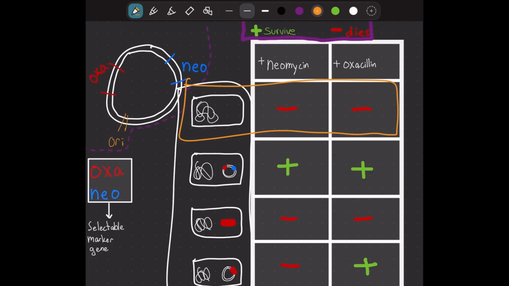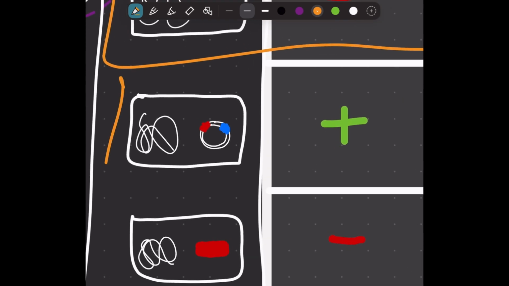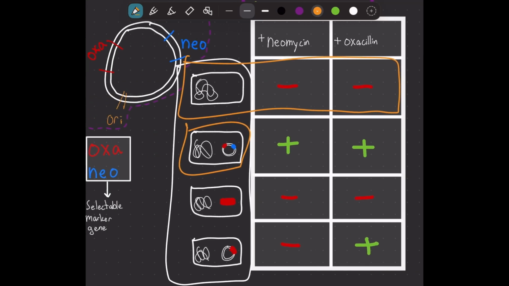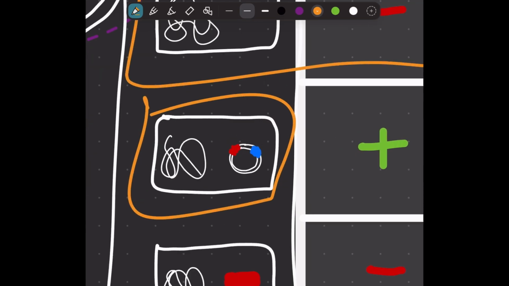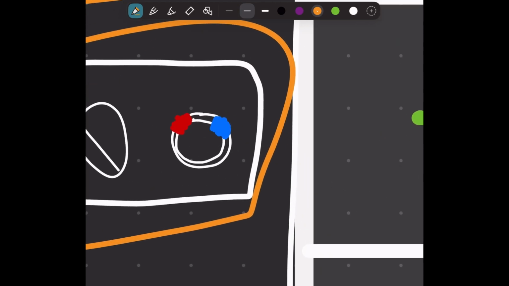This is because the neomycin and the oxacillin will perform their regular functions and cause the E. coli to basically not grow. And in this situation, we have our E. coli with the chromosomal DNA along with the recombinant plasmids. And in this case, both will grow under neomycin and oxacillin. This is because the recombinant plasmid contains the selectable marker genes for oxacillin and neomycin, which means that it will confer resistance to the antibiotics, allowing them to grow.